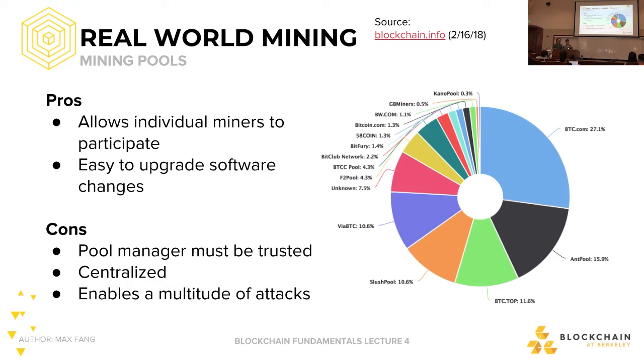But some bad things about pools is that you're pretty much trusting this one pool manager and hoping that he doesn't run away with your money. In addition to that, it makes the hashing power more concentrated. So before, in the CPU age, the hashing was more spread out, and there were fewer entities that controlled a high amount of hashing.